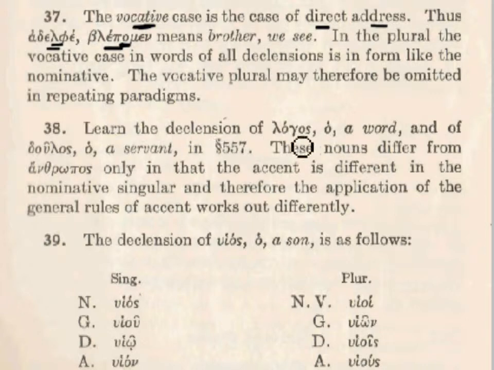He says, learn the declension of logos, a word, and of doulos, a servant, which are provided to you at paragraph 557 in the back of the book. The only thing you need to bear in mind is simply it's going to illustrate the way that the rules of accent apply. And so as you look at those in the back of the book, you won't find any surprises except that the accent wants to remain where you find it, but that it will be affected by the length of the ultima. So take a look at that in paragraph 557, but I think you'll find that it is not too difficult to predict how the accents work there.